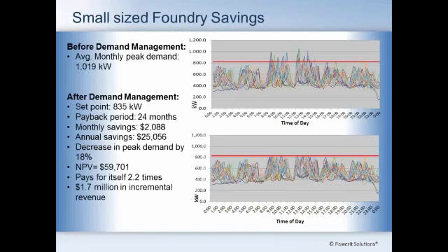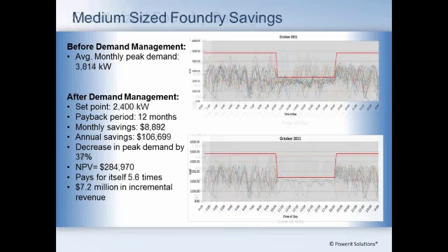Here I'm going to show you some typical foundries. You can see this small-sized foundry. They were achieving loads over 1,000 kW, and through the addition of the demand control software, they were able to reduce their set point down to 835 kW. At the time this system was installed, they had roughly a 24-month payback, and they had a couple thousand dollars savings per month.